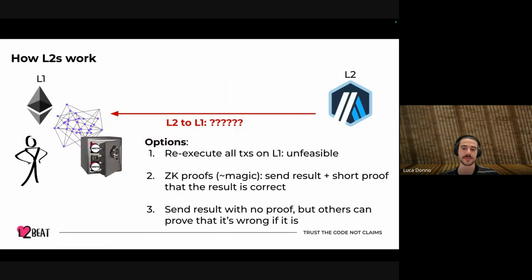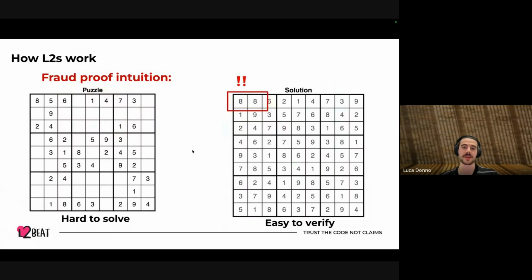The third case is, you send something with no proof, but you can prove that this is wrong. Let's say I don't even have the computational capacity to check a solution entirely. But if someone points me to a couple of cells in this Sudoku puzzle, and they show me that, for example, they're the same number in the same row, I can immediately tell, just by reading 2 cells, that this solution is wrong. So this is the rough intuition.